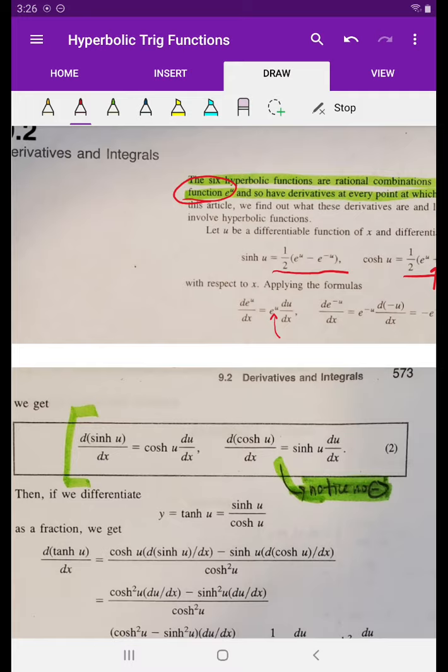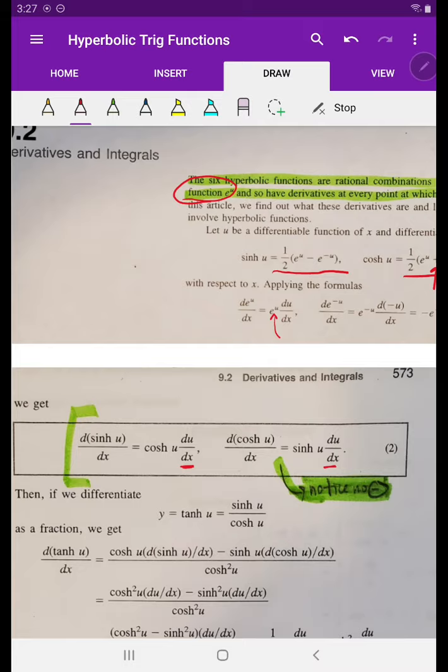So the derivative of sinh actually works out to be cosh with the derivative of u attached to it. So that goes back to our chain rule. And then the derivative of cosh is sinh with the derivative of u attached to that.